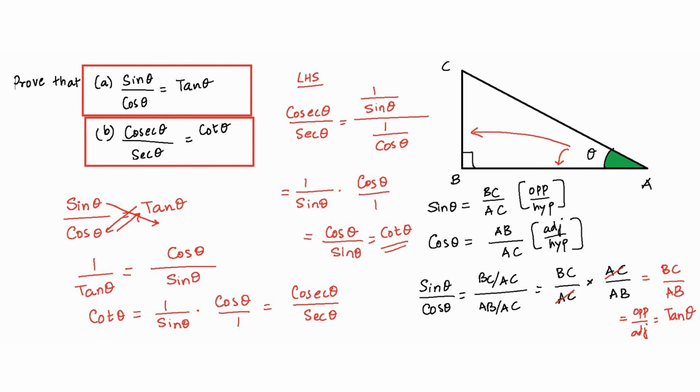So these are some important relations you should remember, that sine theta upon cos theta is tan theta and cosec upon sec is equal to cot theta. One more relation that you should understand is, if sine theta by cos theta is tan theta, then I can also say that cos theta by sine theta will be equal to cot theta, taking the reciprocal on both sides. So these are three important relations that you should always know.